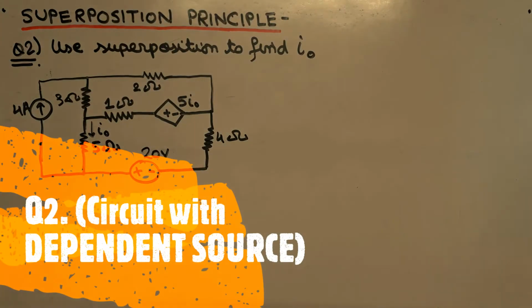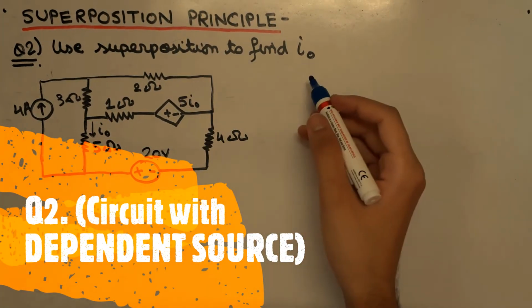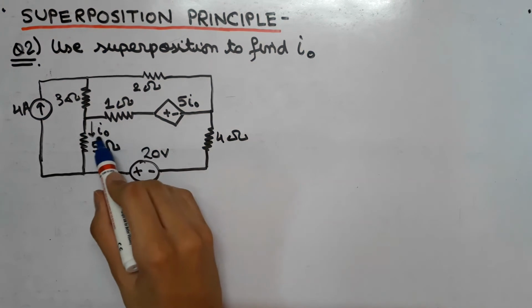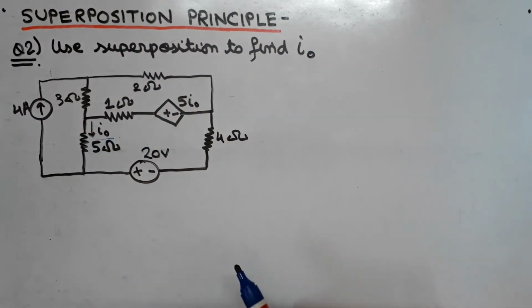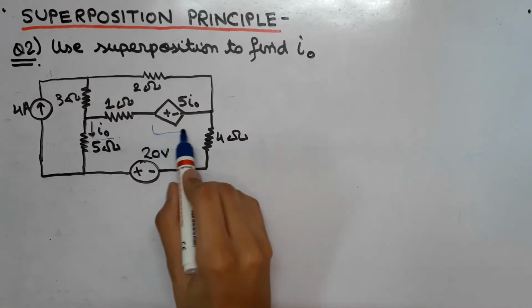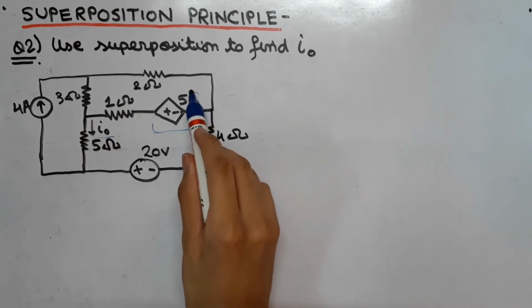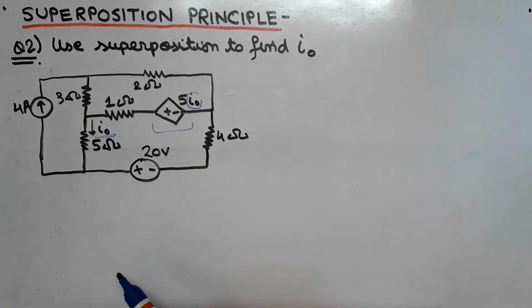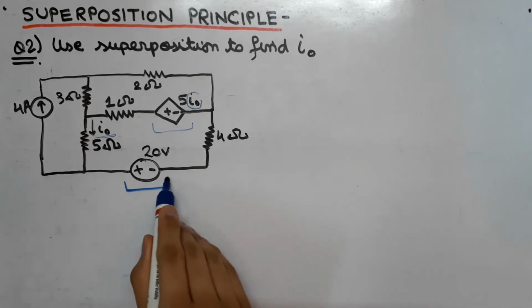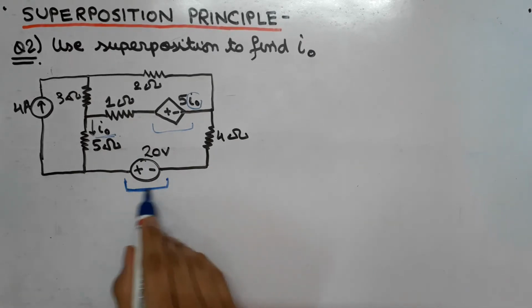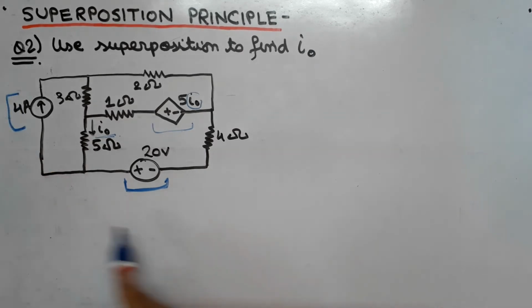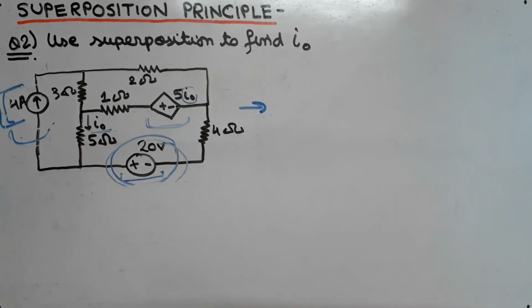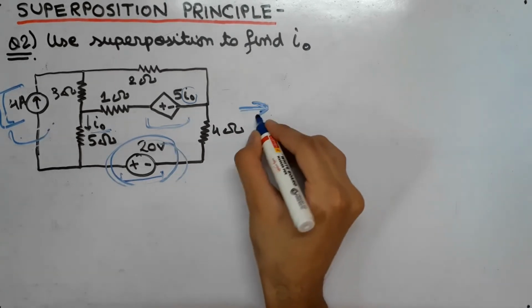Now in question number 2, we have to use superposition to find the value of I0, that is over here. And in this question you will also see that we have a dependent source, that is 5I0, and you can see that it is dependent on the current variable, so we cannot remove it. And we can also see that there are two sources, one voltage source and one current source. These are the independent sources, and we have to consider only one of them while solving a circuit.